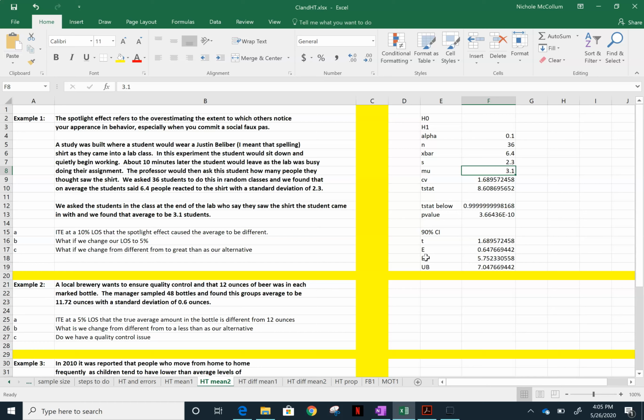That's called the spotlight effect. Awesome. And that is part A. All right, let's look at part B quickly.